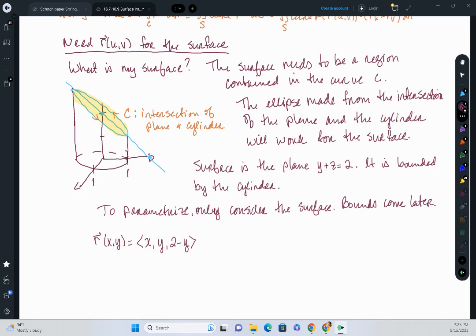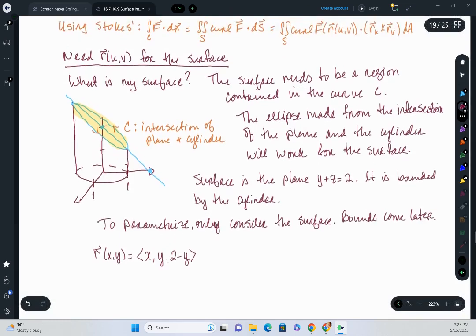Now, x does get to play a part in this because on the plane, x is not 0. It's just that the plane is independent of x. It runs parallel to it. It doesn't mean that x is not considered, okay? So we have to put in a placeholder for x, and now we have our parametrization.